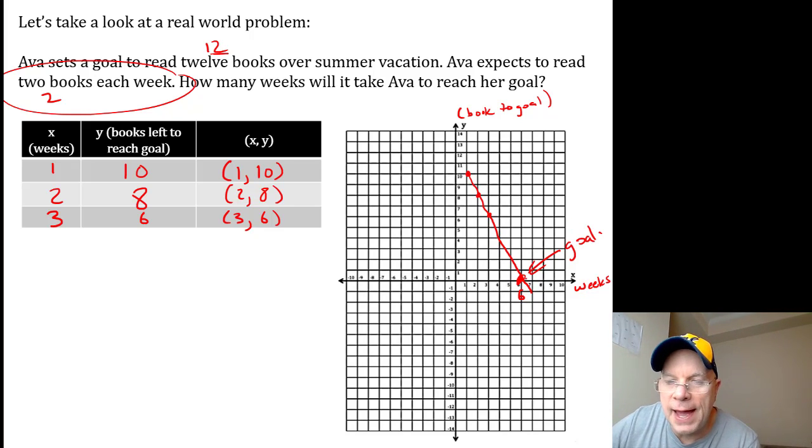So this is called the x-intercept, and you much more often hear about y-intercept than x-intercept, but they both have meaning. You see here the meaning of the x-intercept, where the line intersects the x-axis: it tells you there are 0 books left to read, she's reached her goal, and the amount of time is 6, so that would be the answer to the question. But something else interesting happens when you extend this line in the other direction.